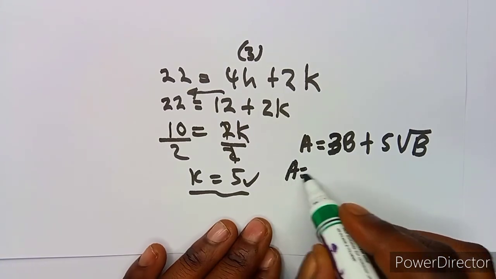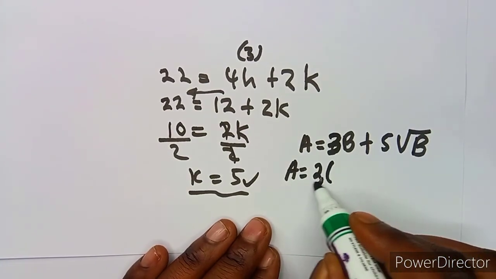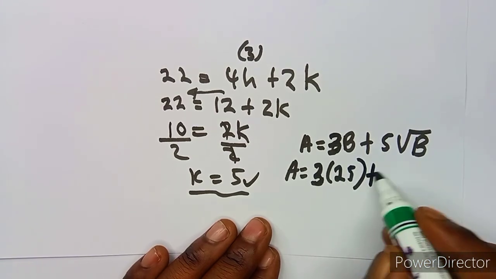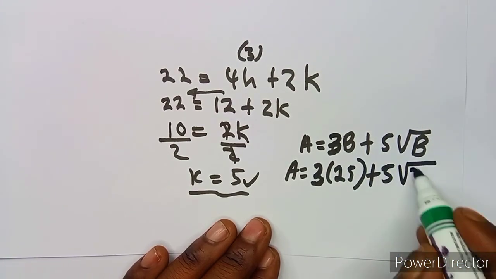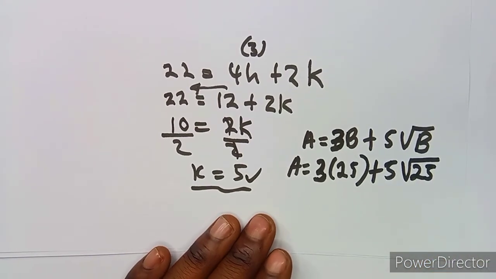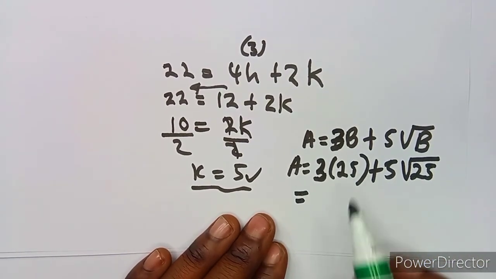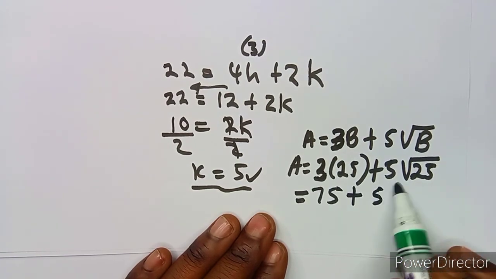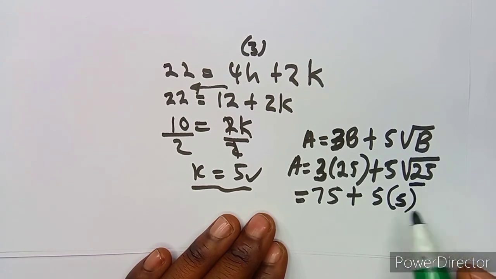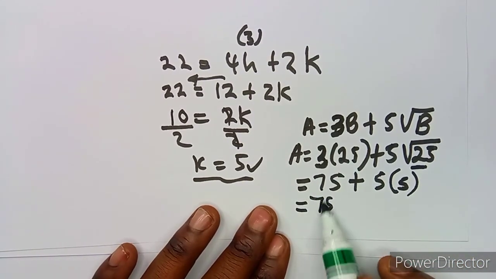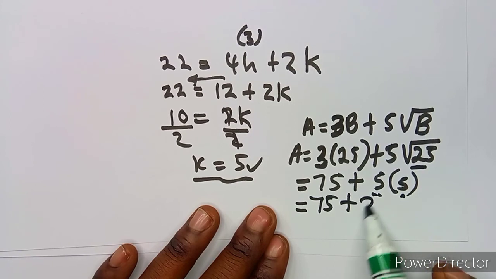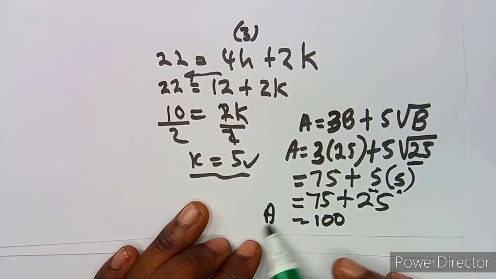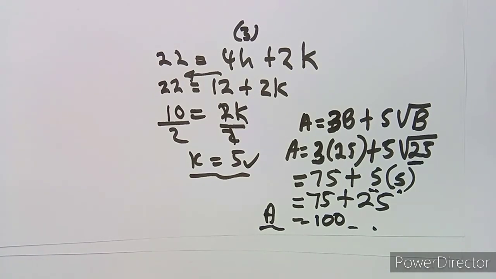So your a is going to be 3 times, in place of b we are given 25, plus 5 square root of b, which is square root of 25. All right, let's see what you're going to have. 3 times 25, that's 25 times 3, which is 75, plus 5 times square root of 25, which is 5. All right, so you're going to have 75 plus 5 times 5, which is 25. Okay, then 75 plus 25, which is 100. So the value of a is going to be 100 in this case.